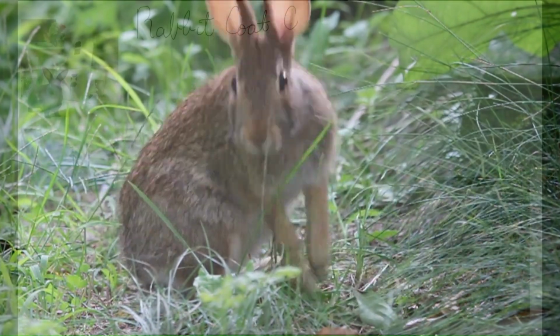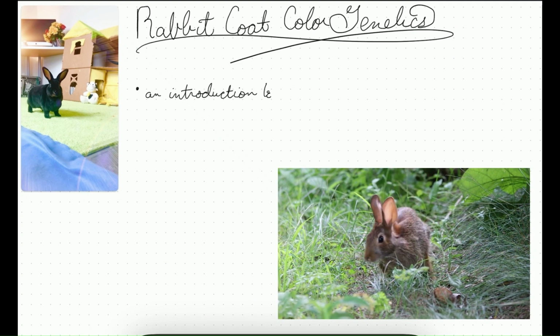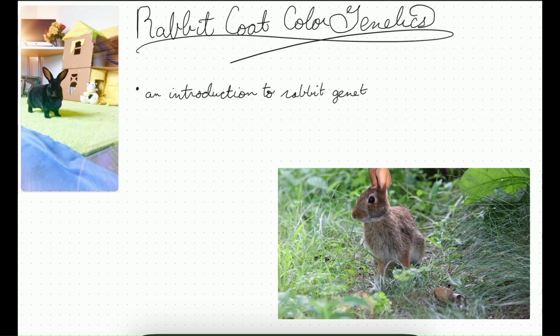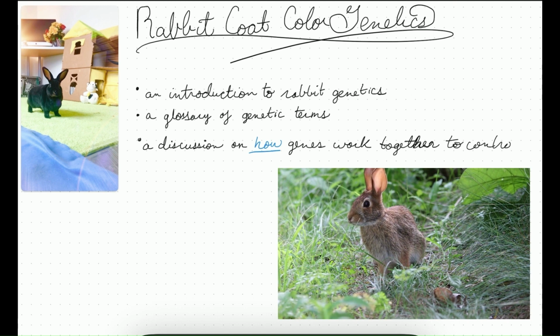Today, we get to explore the genetics behind what makes our bunnies look the way they do. In this lesson, we aim to provide an introduction to rabbit genetics, a glossary of genetic terms, and a discussion of how genes work together to control coat color and patterning in bunnies.